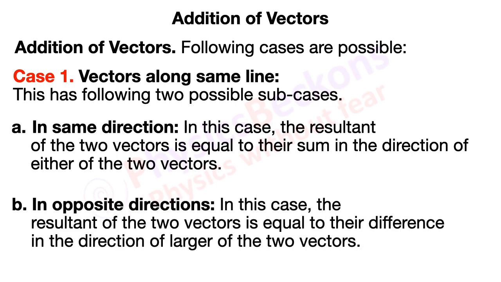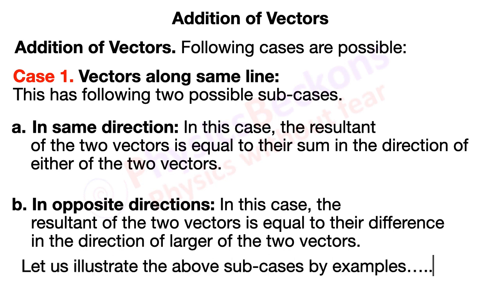Then vectors in opposite direction. In such a case, the resultant of two vectors is equal to their difference in the direction of the longer of the two vectors, or larger of the two vectors. Let's illustrate these subcases by means of examples.